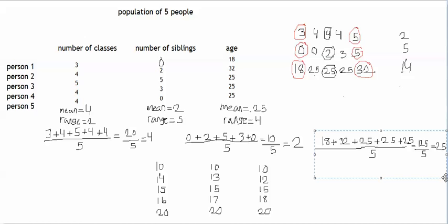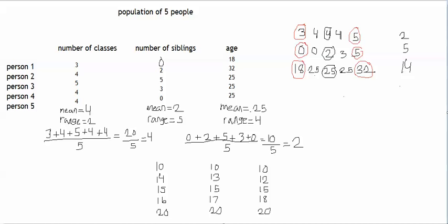I just have to free up some space right here. Let's find the mean absolute deviation for the number of classes. We need one column for our data values. The data don't have to be in order. We can calculate the mean absolute deviation regardless of whether the data is in order.